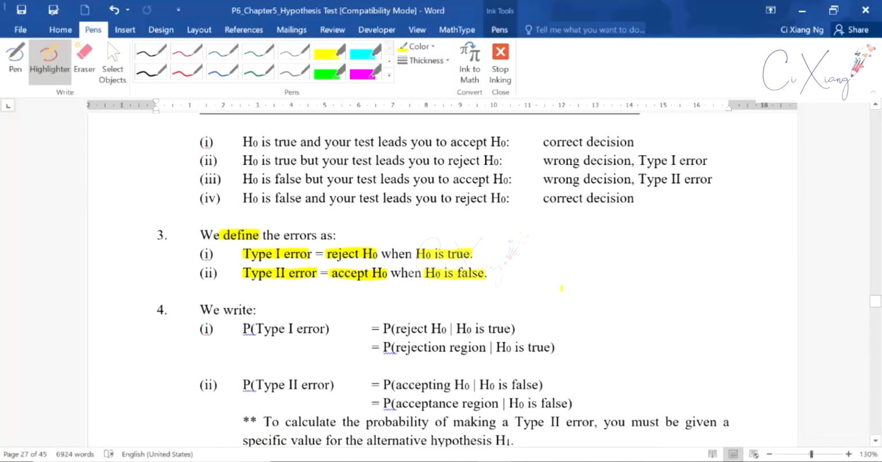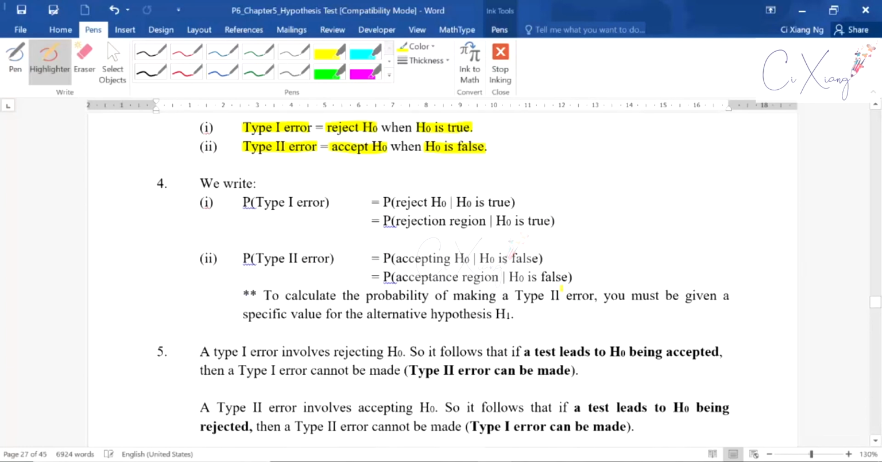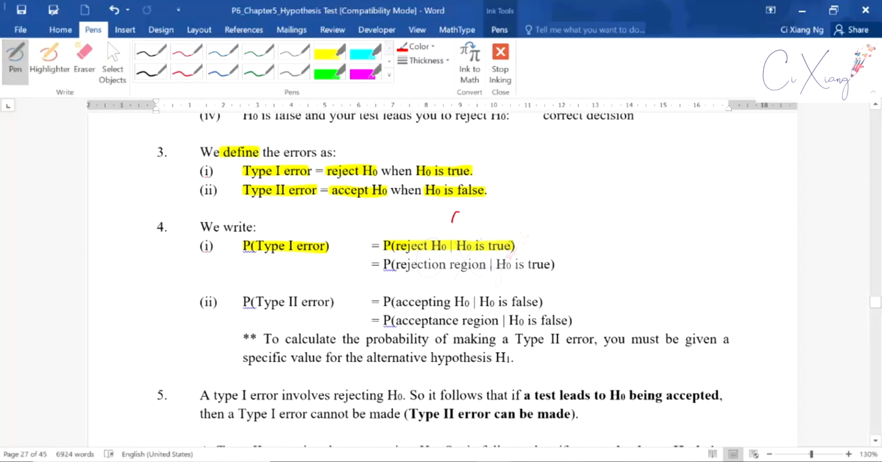Usually in calculation, when we want to write out the probability for type 1 error, we write it like this: type 1 error is actually reject null hypothesis given that null hypothesis is true. This seems like a conditional probability sign. It is a symbol for conditional probability, but no need to worry about it, because when you calculate the probability we don't really involve it. But the meaning is under the conditional probability.